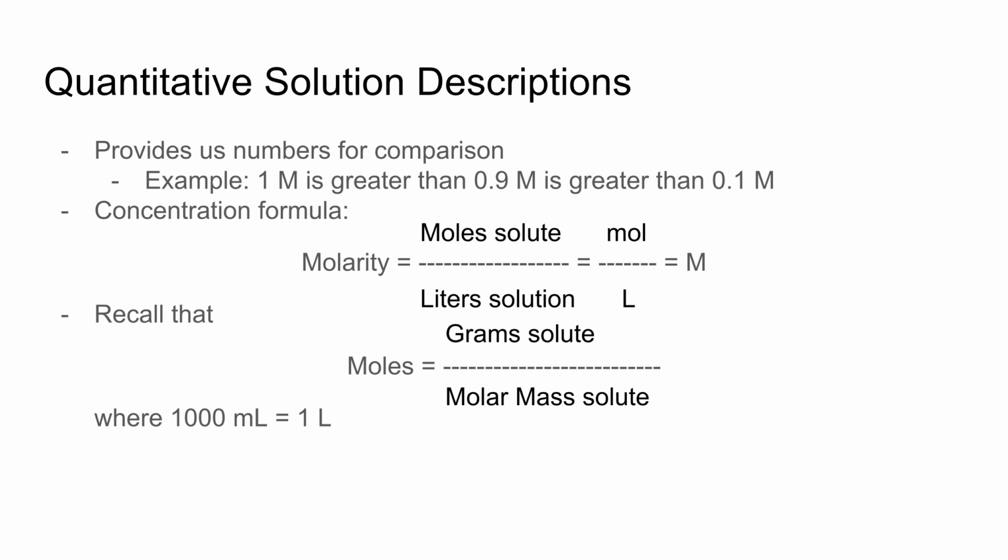If we do this in a non-qualitative way using numbers, what we use is something called molarity. Molarity is this capital M. So the term is molar, so it's a molar solution. I would say this: a 1 molar solution is greater than a 0.9 molar solution is greater than a 0.1 molar solution. The unit is molarity. Molarity is the number of moles.